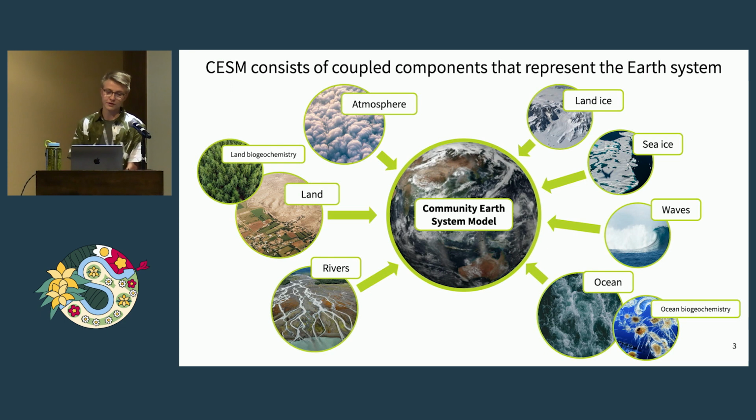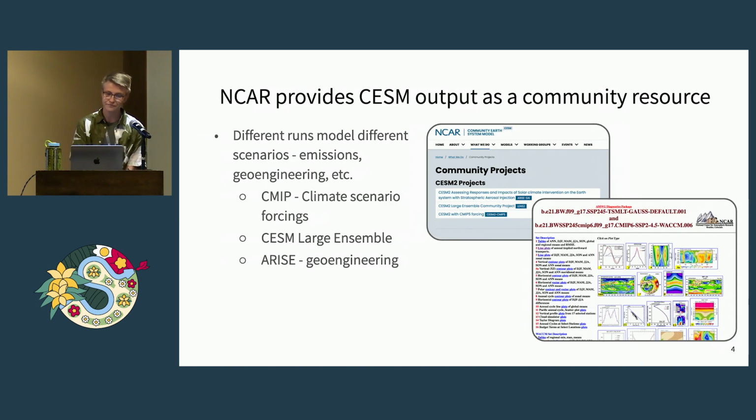So I'm going to be talking primarily about CESM, which is the Community Earth System Model, which we work on at NCAR, the National Center for Atmospheric Research. The way that CESM works is it consists of a number of coupled components, all of which together represent the Earth system. So there's models for things like the atmosphere, land, rivers, land and sea ice, waves, ocean, etc., as well as biogeochemistry components that are connected to the land and ocean models. And all of these come together to give us a picture of the full climate system and lets us do things like make projections for the future based on different scenarios.